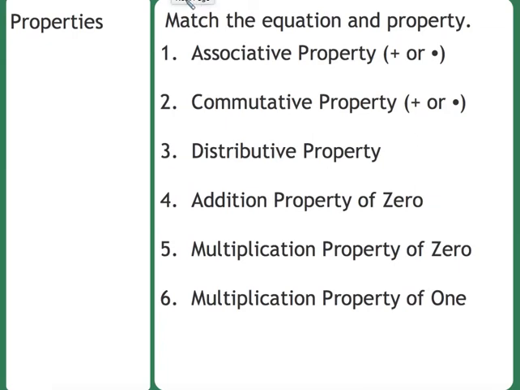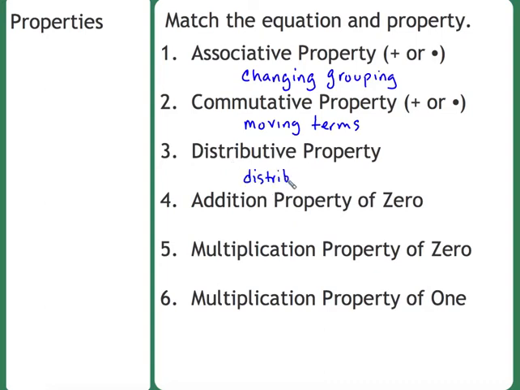All right, and then we have our matching of our properties. So remember, the associative property is about changing the grouping, changing the parentheses. The commutative property is about moving terms. And then the distributive property, it's right in its name, you're distributing multiplication.